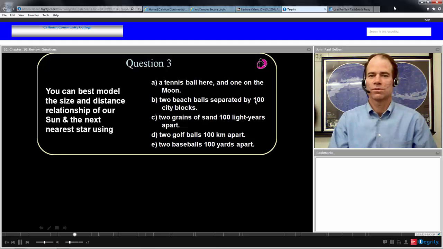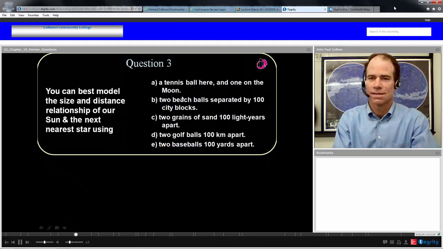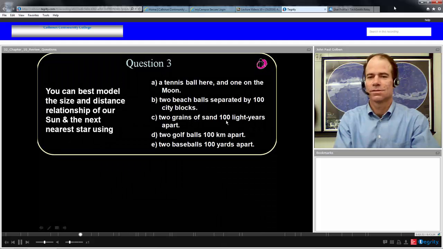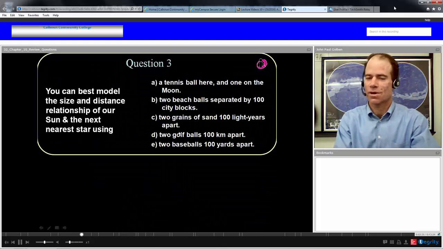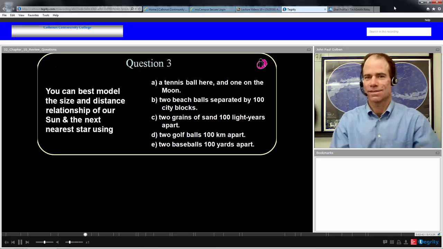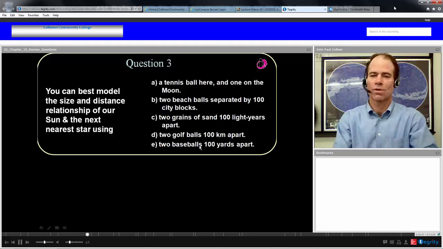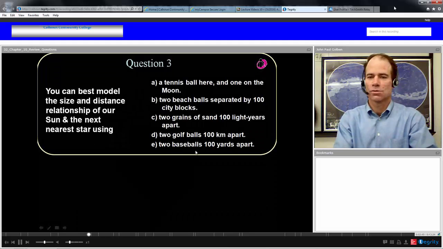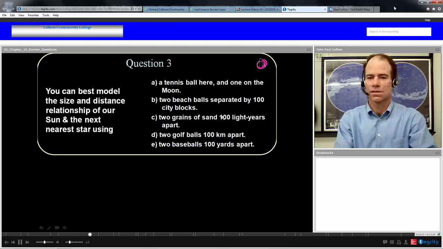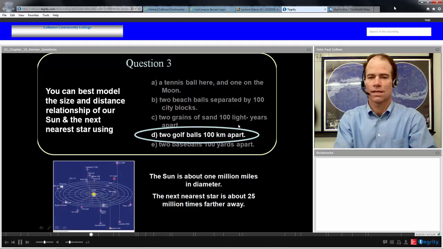What can we do to be similar to that? A tennis ball and one on the moon. Now that's too far away. 2 beach balls separated by 100 city blocks. That's too close. 2 grains of sand 100 light years apart, way too far away. 2 golf balls 100 kilometers apart. That's about right. Think about that. 2 golf balls 100 kilometers apart, that's about the order of what I was talking about. 2 baseballs 100 yards apart, too close. So we're here at number D.